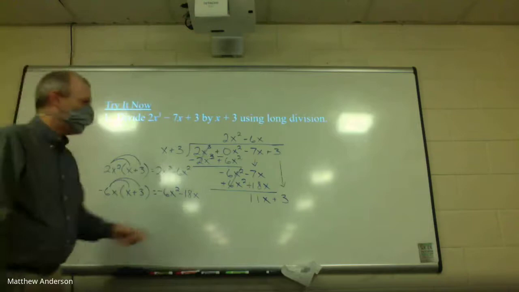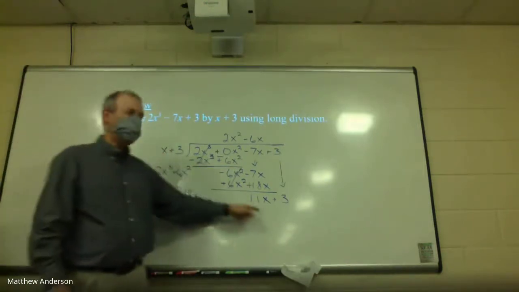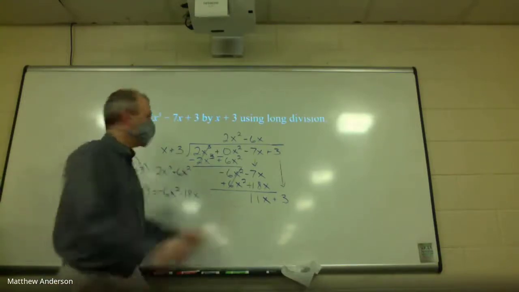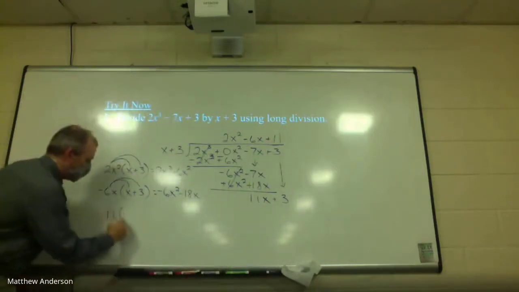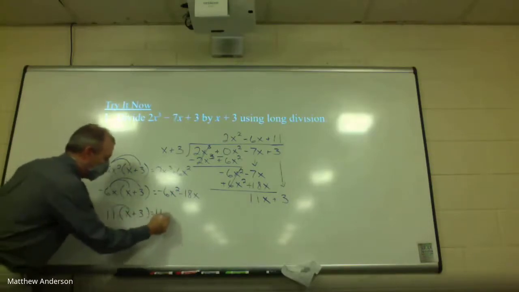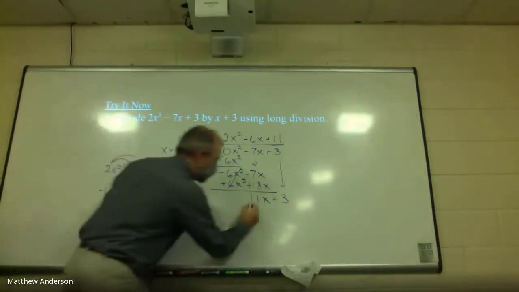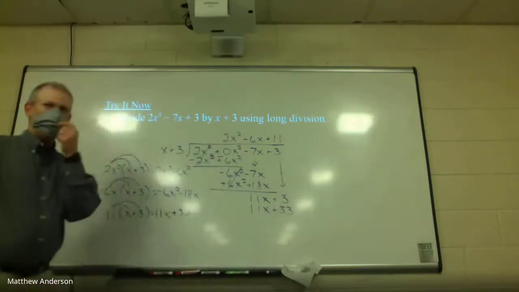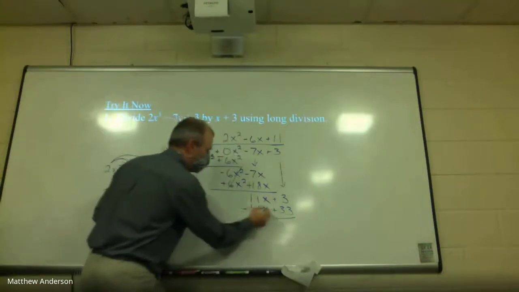Okay. Now we want to cancel out this first term again. What do we have to multiply x by to make it equal 11x? 11, right? So plus 11. And let's multiply 11 times x plus 3. That would give us 11x. This gives us 33. So 11x plus 33. What do we do so that we can subtract? Draw the line, change the signs.